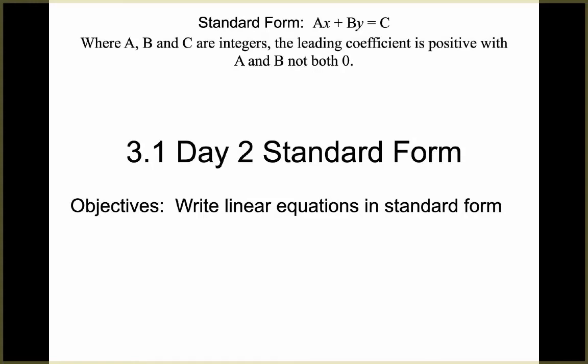Welcome to section 3.1, day 2, standard form. Today we're going to write linear equations in standard form. And if you recall from yesterday, standard form is where we have things in alphabetical order with our variables. So we have ax plus by equal to a number. In this case, we call it c. A, b, and c must all be integers. The leading coefficient must be positive, and a and b cannot both be 0.